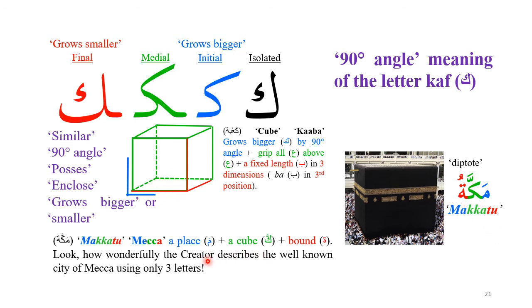So in Arabic, as I've said, the definition is built in everything. There is no place on planet Earth which is really associated like this with a cube-like structure and is a well-known place. So it is very easy to see that Makkah would mean Mecca.